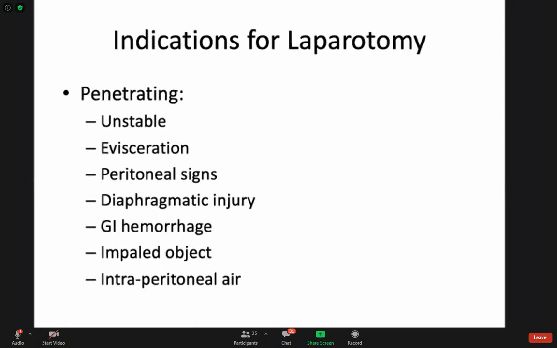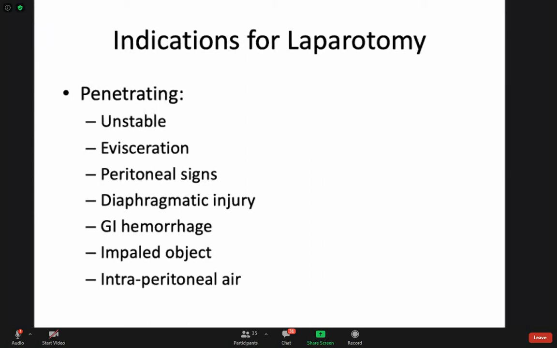Indications for laparotomy: there are penetrating trauma injuries and blunt trauma injuries. For penetrating injuries, if you have an unstable patient, evisceration, meaning that the actual bowel components are coming out, peritoneal signs, diaphragmatic injury, GI bleeding, or an impaled object, meaning the patient came in with a stab to the abdomen and the knife is still there.